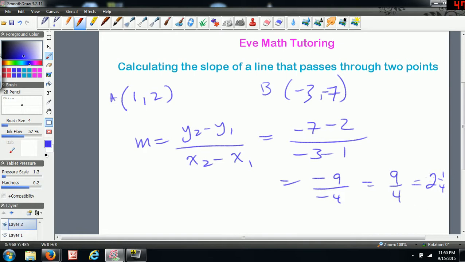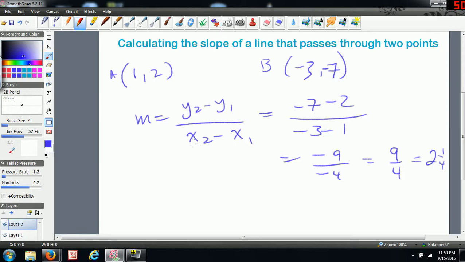So that one's a decimal or a fraction, okay? So that's a different example. So that's calculating the slope of a line that passes through 2 points.